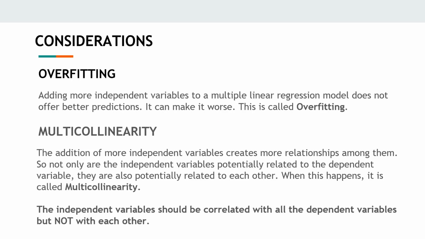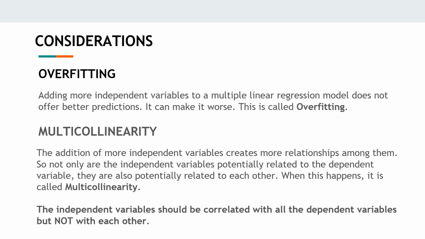Let us look at some considerations. Now having more independent variables complicates things a bit, so we have some new things to consider. The first is that adding more independent variables to a multiple regression procedure does not mean the regression will be better or offer better predictions. In fact, doing so can actually make things worse. This is called overfitting. So let's say we conduct a multiple regression procedure and our model explains 60% of the variation in the dependent variable.